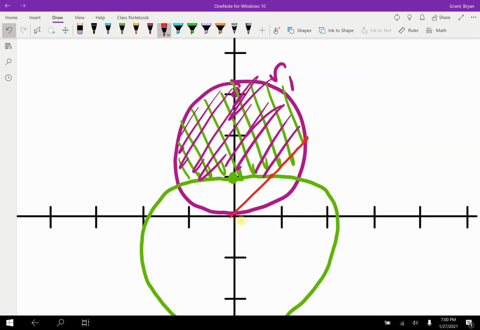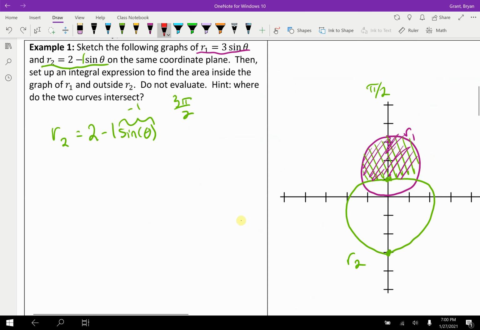So I think our process for this problem is first we need to determine where these two polar graphs intersect, and then we're just going to need to draw a whole bunch of radii in between those two intersection points, and by doing that I think we'll have covered all of the area that we're interested in. Alright, so how do we do that?